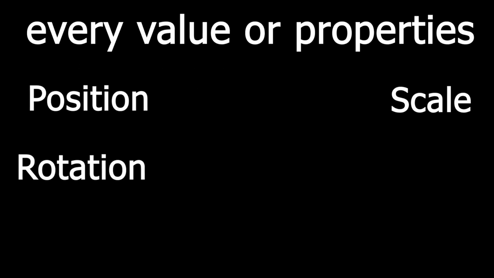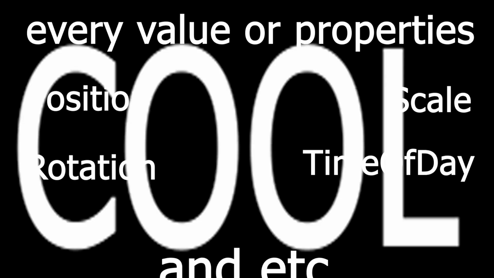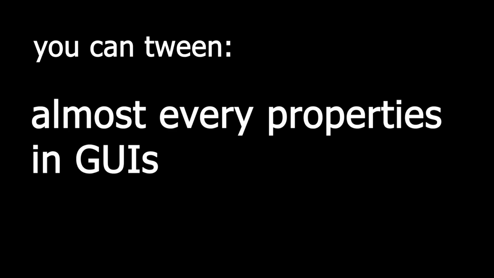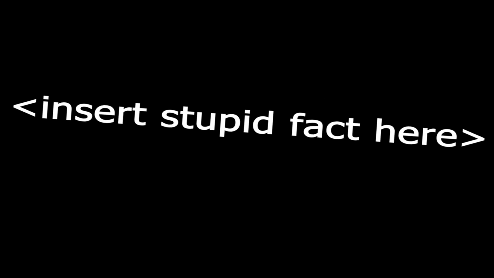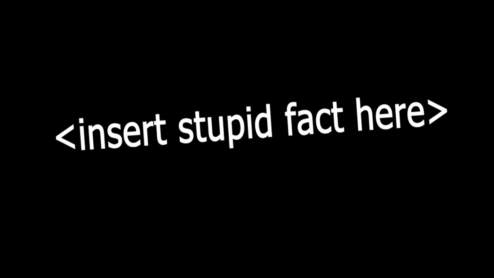Anyways, there are a lot of things you can do with the power of TweenService. What are those? Every value or property such as position, scale, rotation, time of day, and etc. Cool. So let's break these into categories. First up, GUIs. You can tween almost every property in GUIs. Let's do the simple ones first. Let's tween the position. This is probably the easiest thing to do because it only uses one line. I mean, you can just do everything in almost one line.